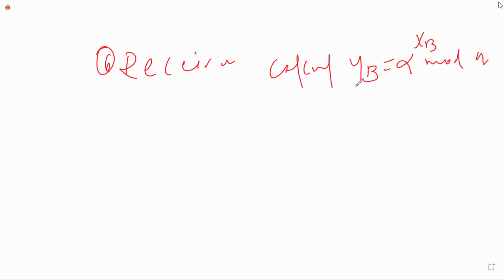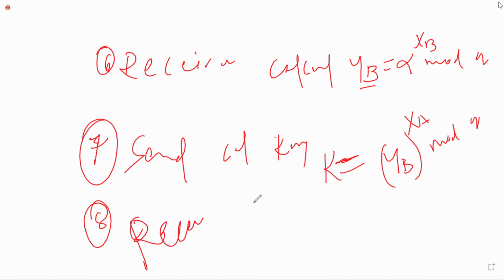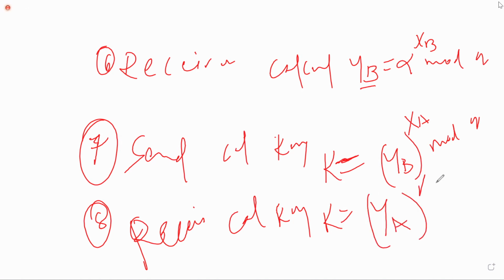After calculating both public keys of A and B, the sender has to calculate the key value. The key K is calculated using the receiver's public key YB to the power of the sender's private key XA, mod Q. Then the receiver has to calculate the key K, using the sender's public key YA to the power of the receiver's private key XB, mod Q.